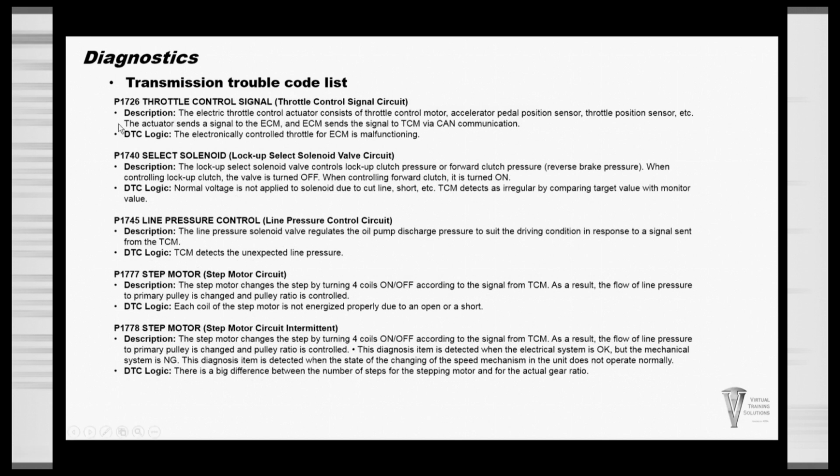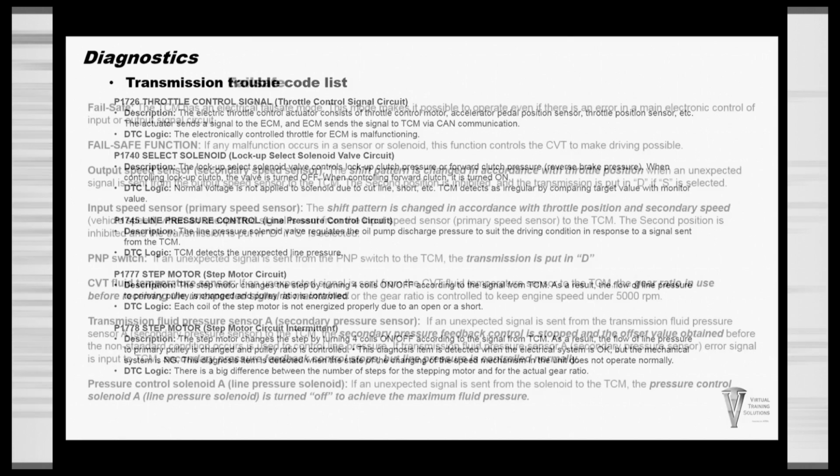Throttle control 1726. This code should pop up more, but it doesn't. They should have a performance for this, but throttle control is a big issue with this trans. 1740 select solenoid. 1745 is line pressure control circuit. Stepper motor 1777, this is circuit. 1778 is more of a performance. We'll go ahead and go over this and how to test stepper motors a little bit later. Let's keep on moving.